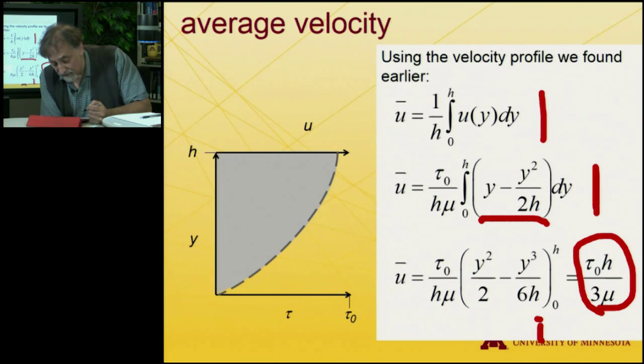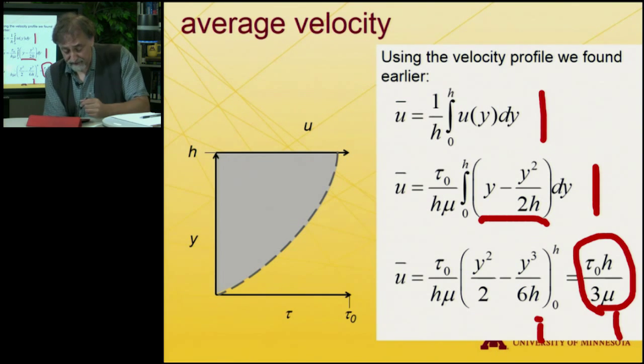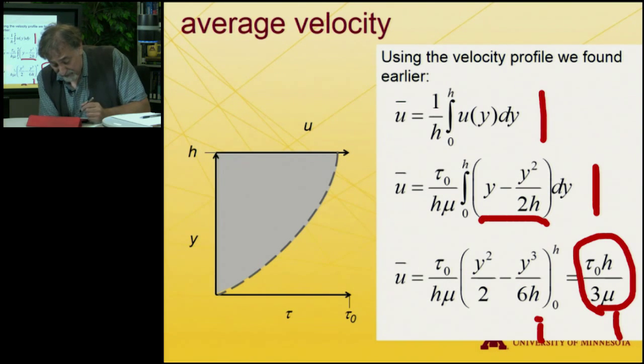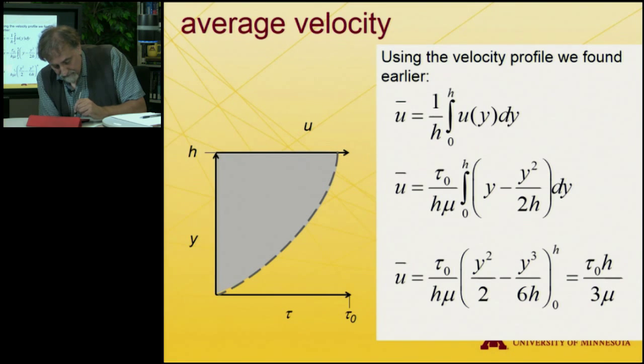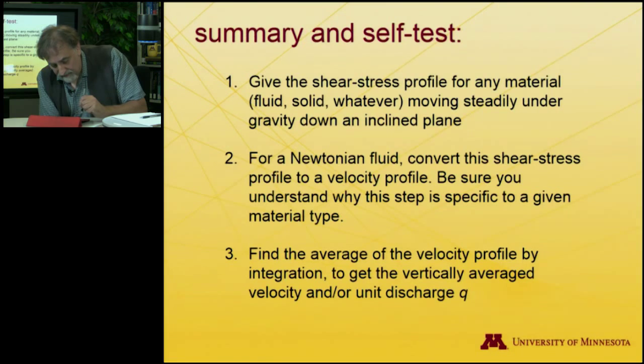and that gives you this handy thing, which is the average velocity in terms of the shear stress at the bed, tau 0, the height of the flow, the depth of the flow, and the viscosity down here, and then a handy 3, which is just thrown in for good measure. No, that's what you get by subtracting a sixth from a half. So that's our average velocity. Multiply that by h, and you have the little q, the flux per unit width. And that's all pretty useful.